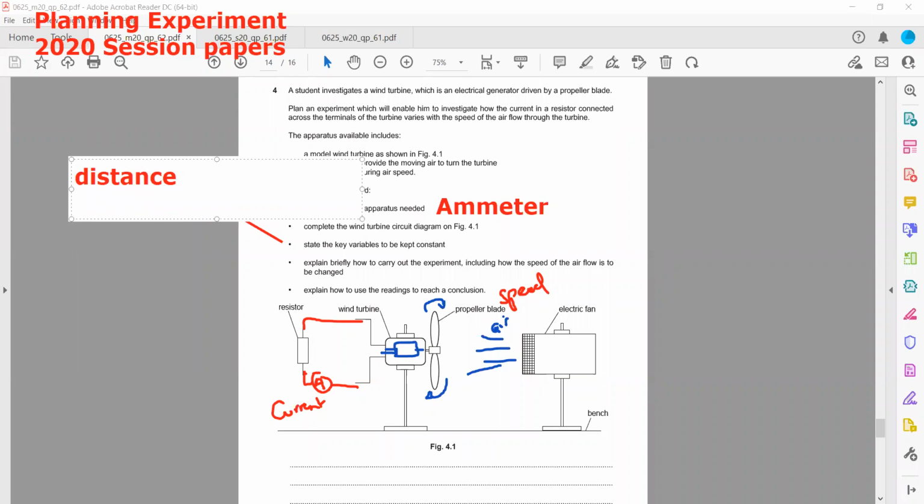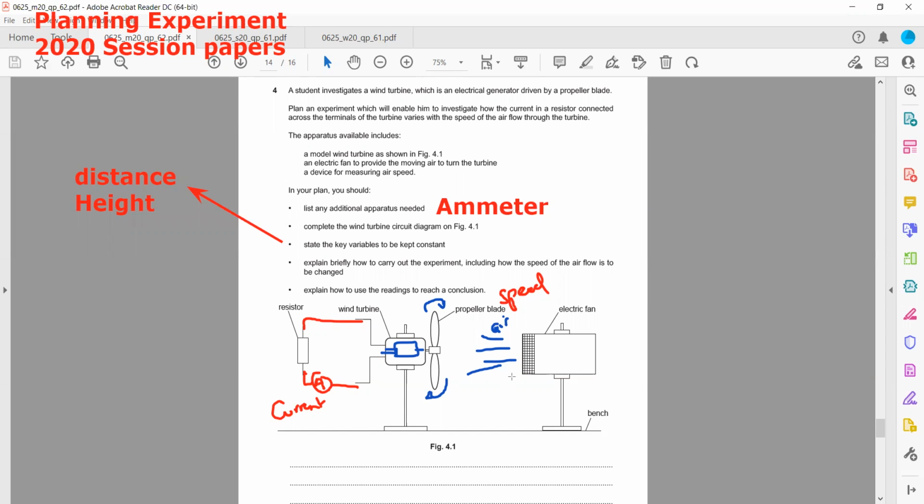What else? Because we have to change or vary the speed, we cannot keep the speed constant. We have to vary the speed and find how much current is produced. The height where the fan is placed near the turbine, so the height of the fan should be kept constant as well. So these are the two variables for a fair comparison. The height of the fan above the bench and the distance between the fan and the turbine should be the same. The only thing we'll do is change the speed of the fan and find how it affects the current.